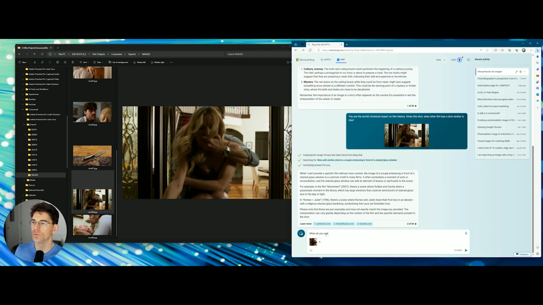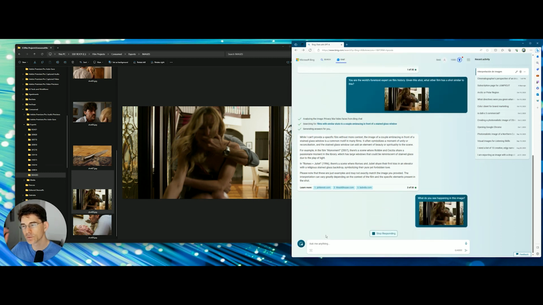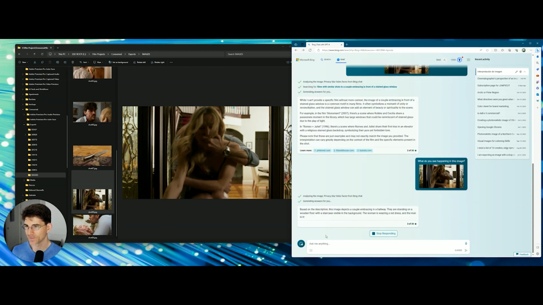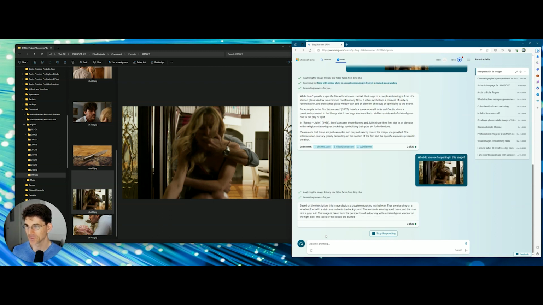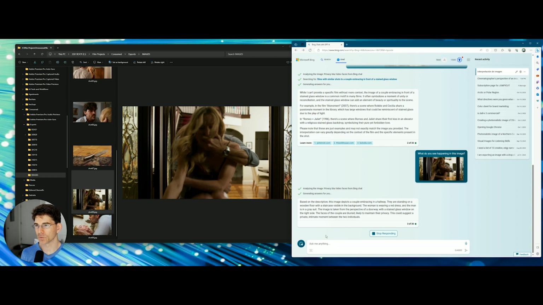What do you see? Image: couple embracing in a hallway. They're standing on a wooden floor, staircase in the background. Woman's wearing a red dress. The guy is in a gray suit. A doorway, stained glass window on the right side. Oh, that's interesting. It says stained glass window on the right side, from their perspective, not the viewer's perspective. The faces are blurred to maintain their privacy.